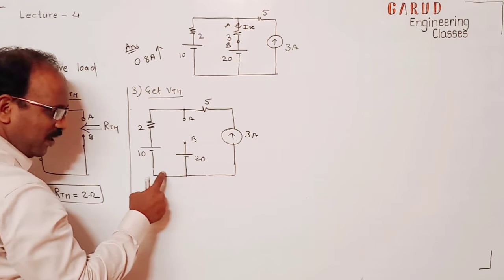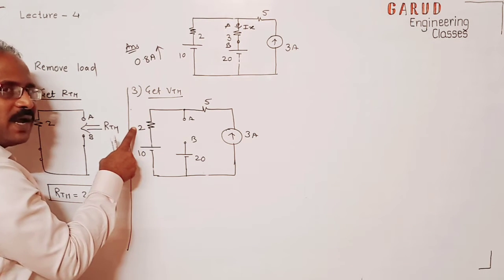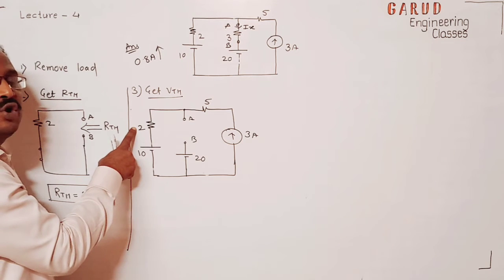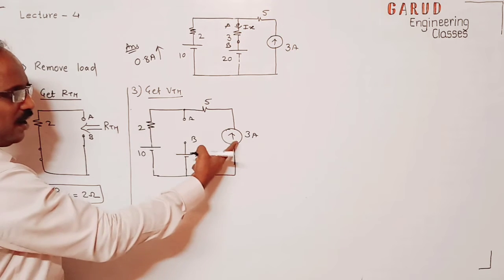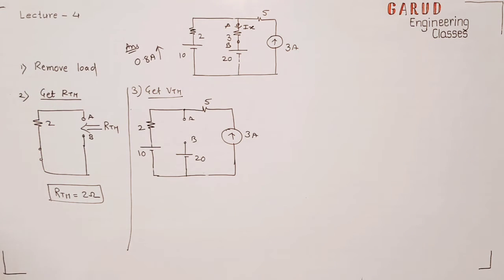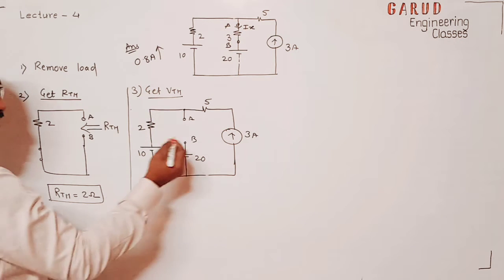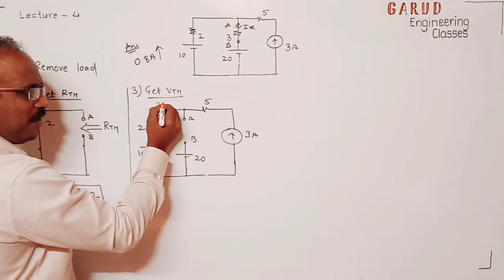So this is 20, here I get 10. But what is the drop here? For that, I must need to find current. Okay. So see, what is current? Current is flowing this way, 3 ampere is flowing. So, current is 3 ampere. See, this current is flowing here. This branch is open. So what is current? This is 3 ampere flowing through this.